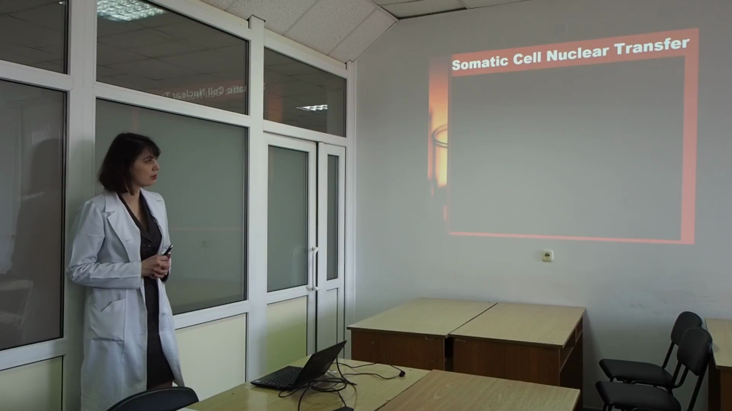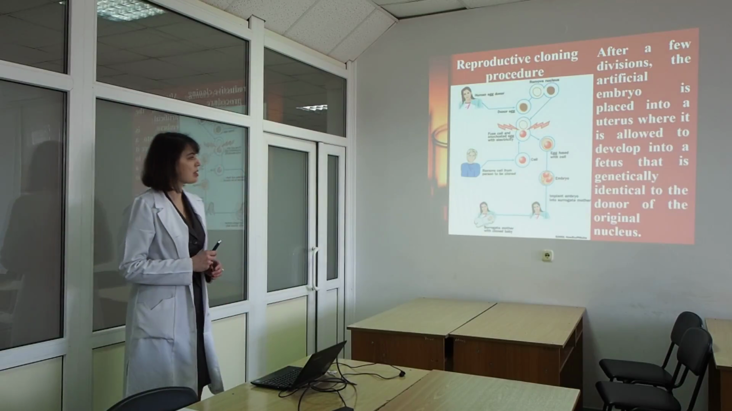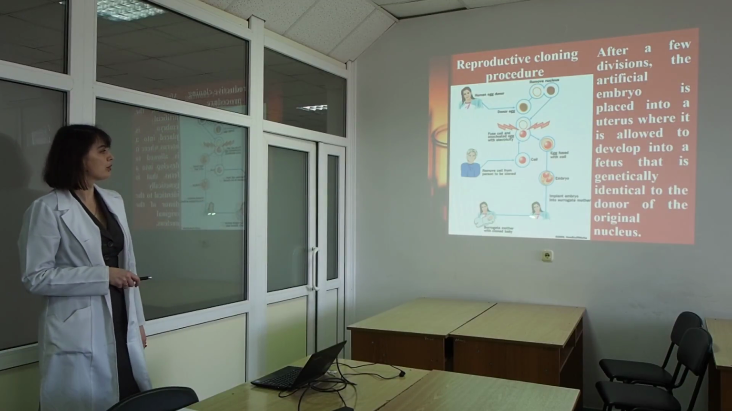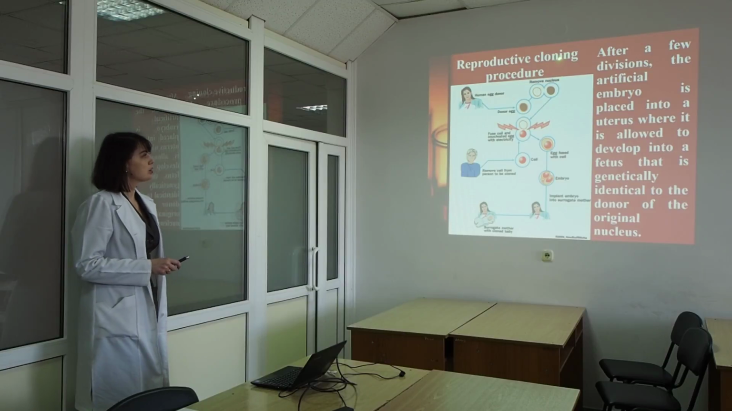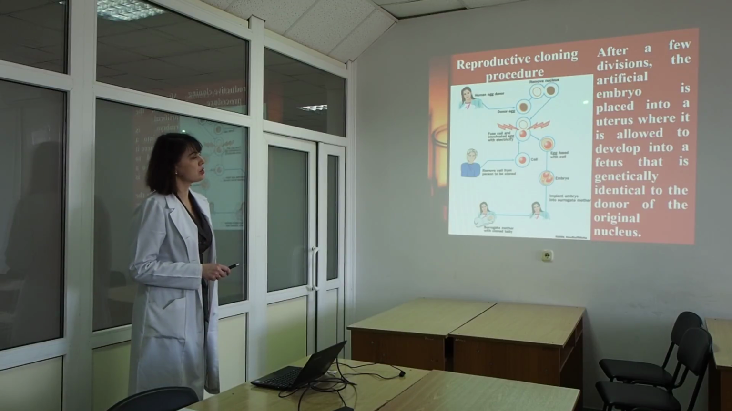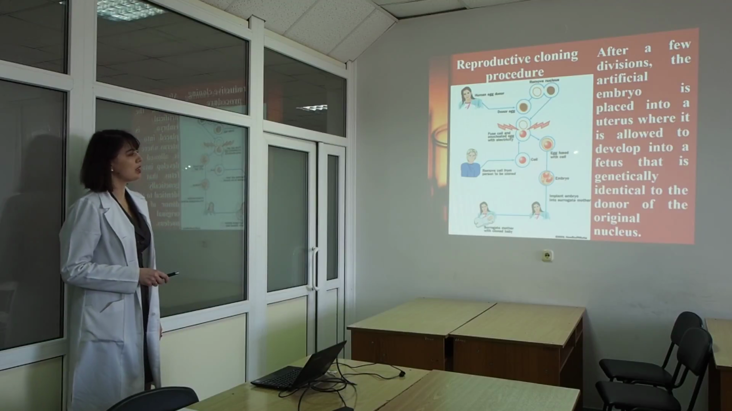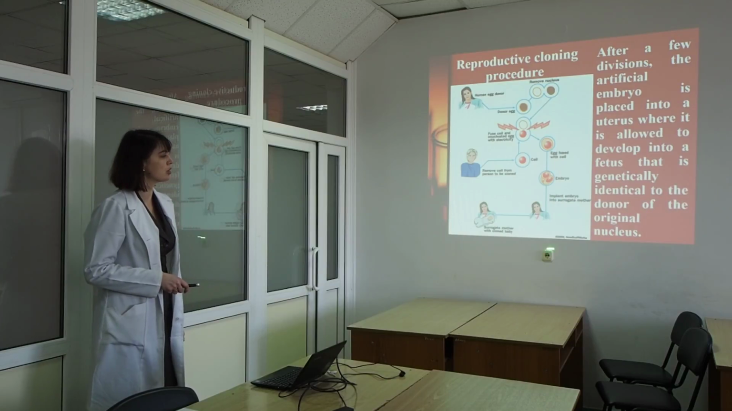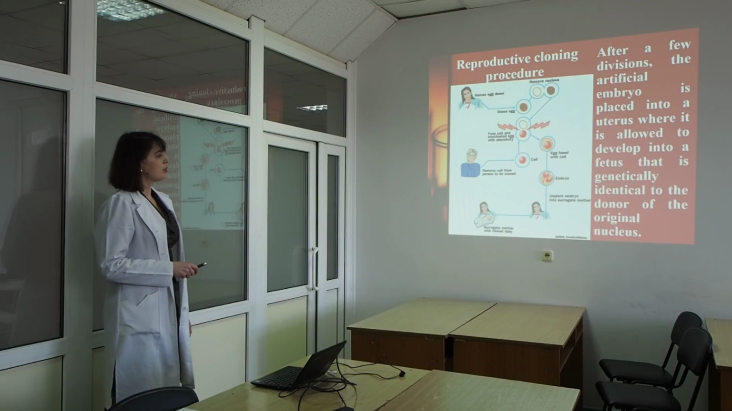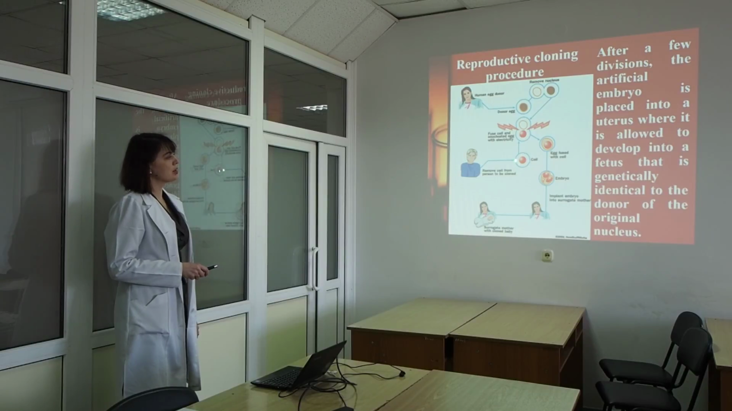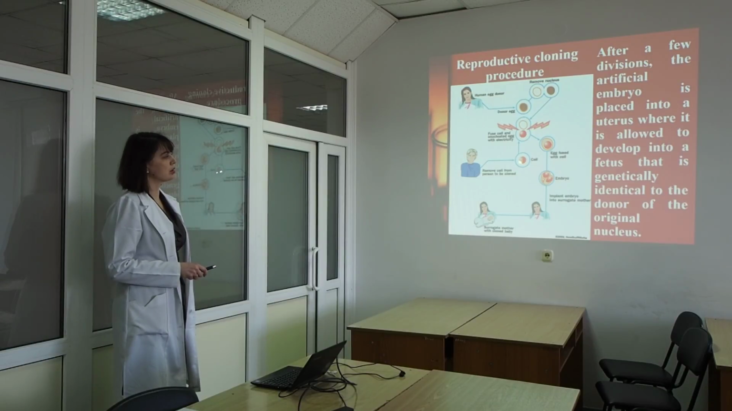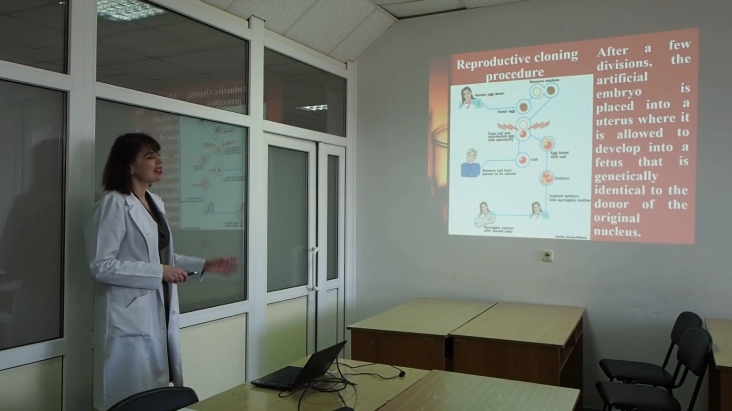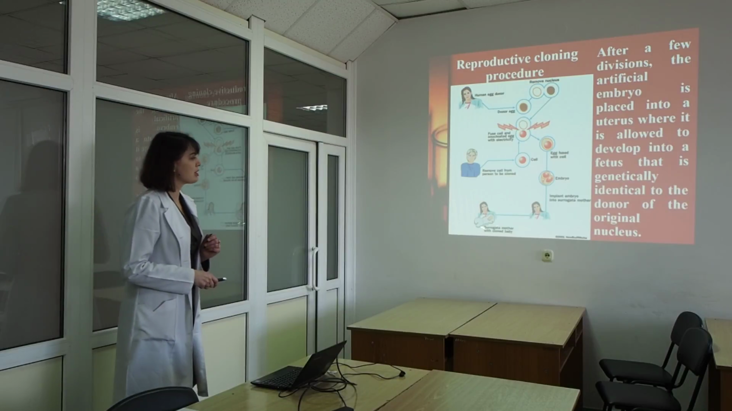Yes, we are speaking now about the possibility to obtain some stem cells from such embryo, but also this embryo can be put into the foster mother. This procedure, after a few divisions, the artificial embryo is placed into uterus, where it is allowed to develop into fetus that is genetically identical to the donor of the original nucleus. If we want to clone this guy, and it gives us this nuclear DNA, then we have an embryo, and this embryo is not exactly, but almost the same as this one.